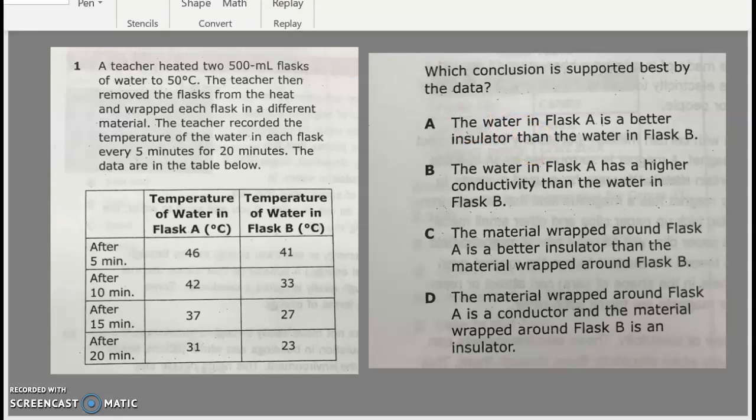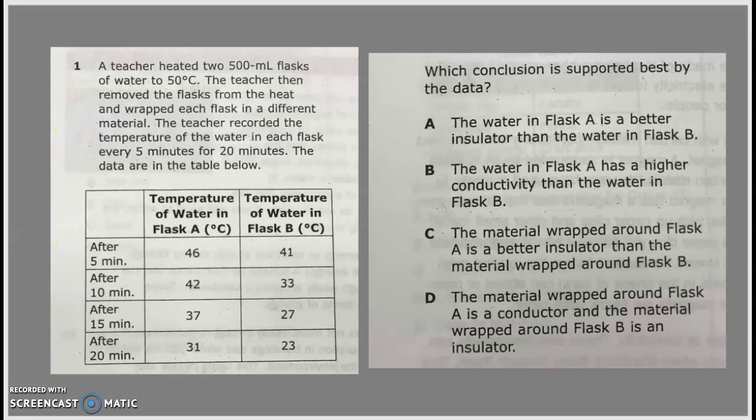So I'm going to get my drawing tool ready. Okay, so the water in flask A is a better insulator than the water in flask B. Remember that an insulator stops the flow of energy. So if I'm looking at flask A, it is stopping the flow of energy because less energy has been lost in flask A than in flask B. But we need to go ahead and keep looking. So we're going to star this one. That could be our answer, but we need to evaluate all answer choices.